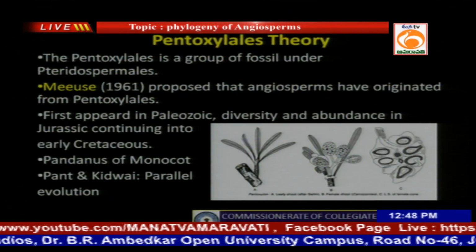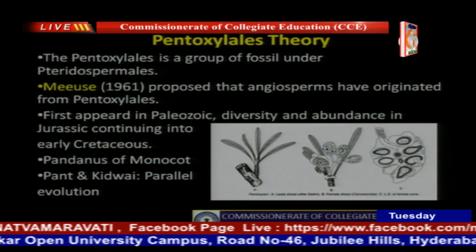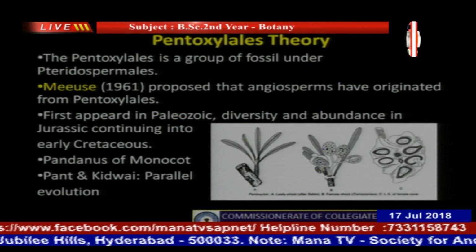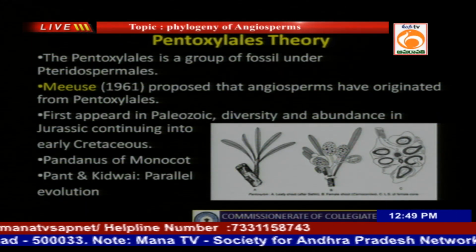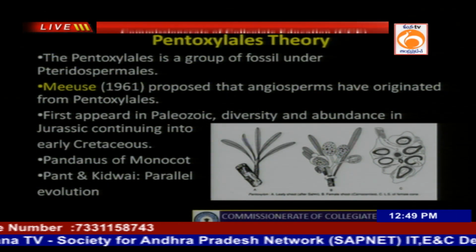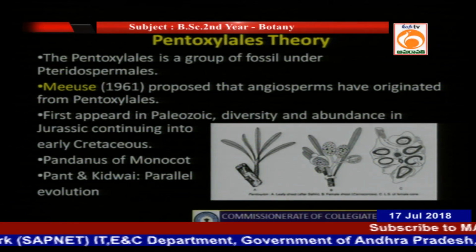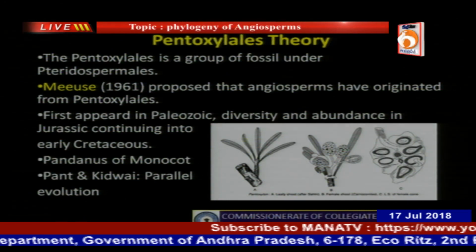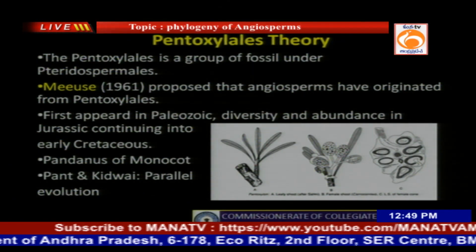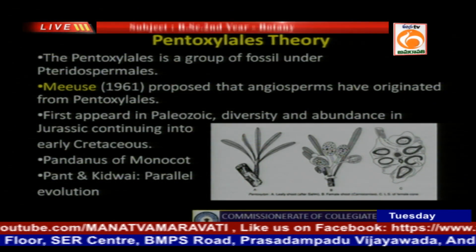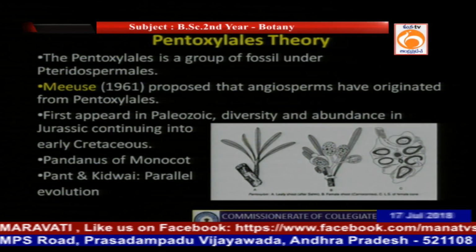The next important theory is the Pentoxylales theory. Pentoxylales is another group of fossils under the pteridosperms. It was proposed that angiosperms have originated from the Pentoxylales. They first appeared in the Paleozoic, with diversity and abundance observed in the Jurassic, continuing into the early Cretaceous. The genus Pentoxylon of the Pentoxylales can be compared with Pandanus, a monocot.